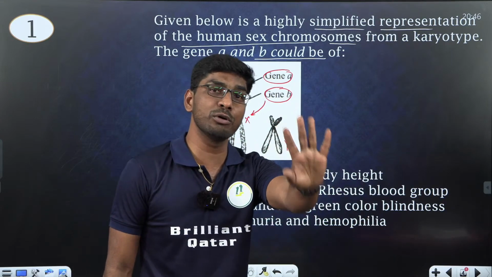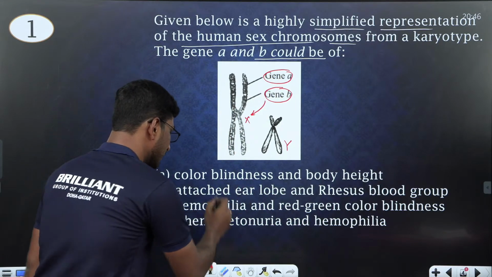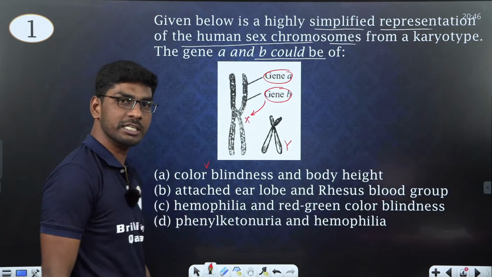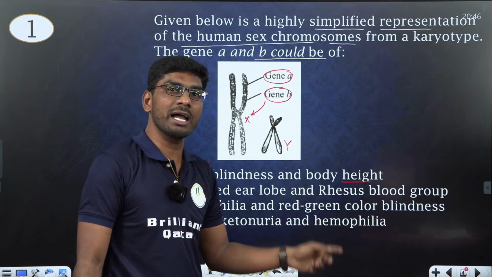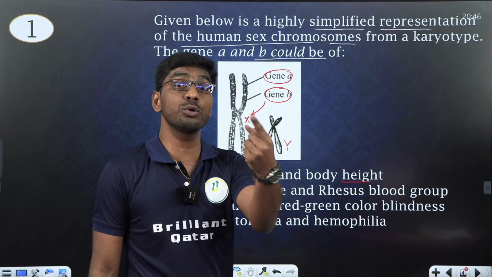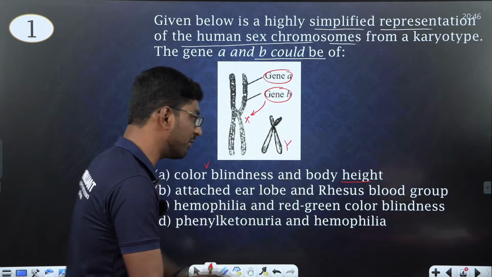or X chromosomal disorders. Find out the answer. Look at the question. Color blindness: yes, color blindness is a sex-linked recessive disorder. What about body height, body color? These are all autosomal, so the genes are located on autosomes. Ignore this option. Leave this option.